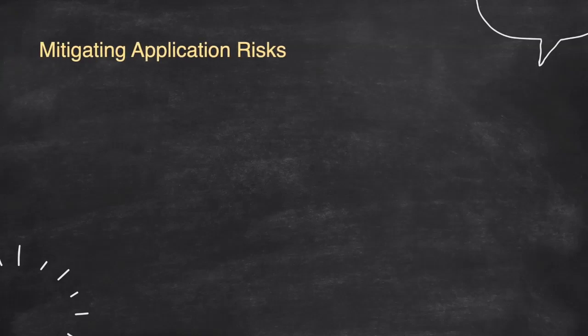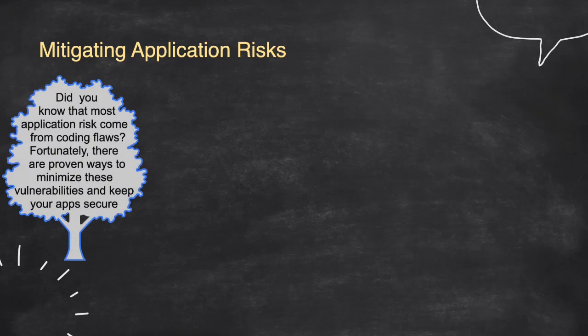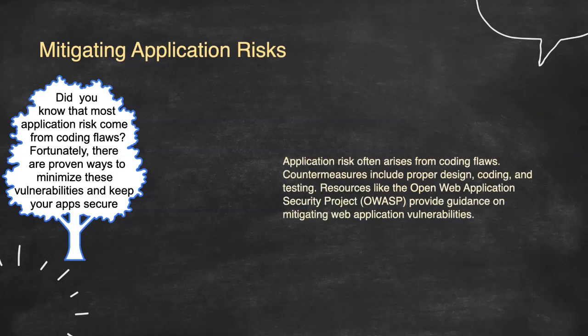Moving next. Friends, do you know that most application risks come from coding flaws? Fortunately, there are proven ways to minimize these vulnerabilities and keep your apps secure. Friends, application risks refer to the vulnerabilities and weaknesses within software that can lead to security breaches, performance issues, or system failure. Many of these risks often originate from coding errors, such as poor input validation, insecure data handling, or lack of proper error handling.